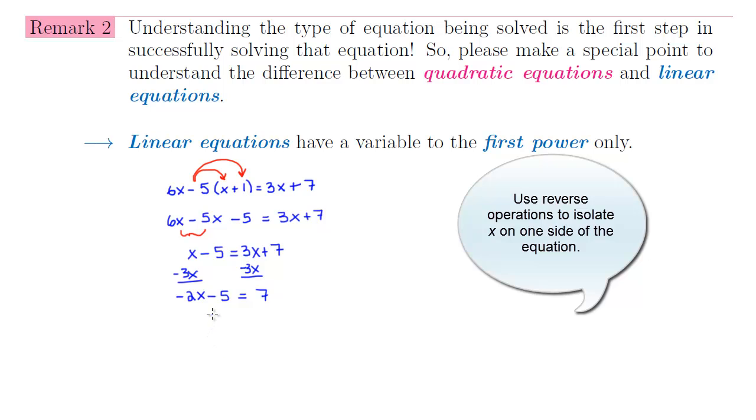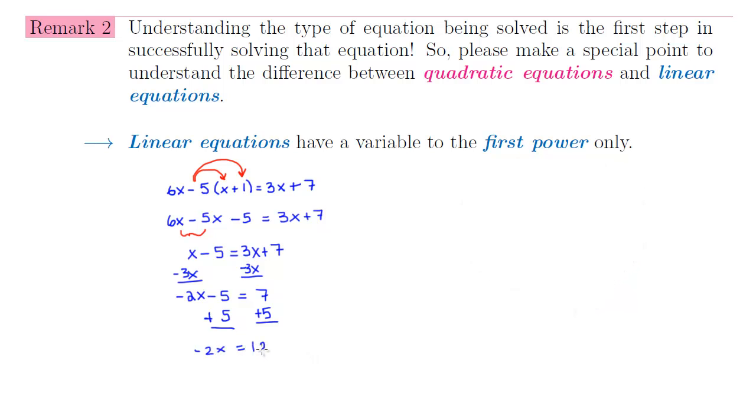Continuing to use reverse operations to isolate x, we need to put the constants together. We do this by adding 5 to each side. That gives us negative 2x equals 12. We complete our process by dividing both sides of the equation by negative 2. And that gives us x equals negative 6. We should be pretty good at solving linear equations by now.